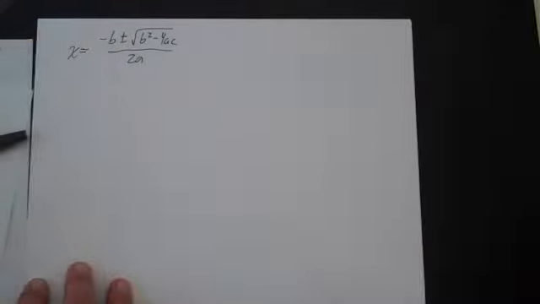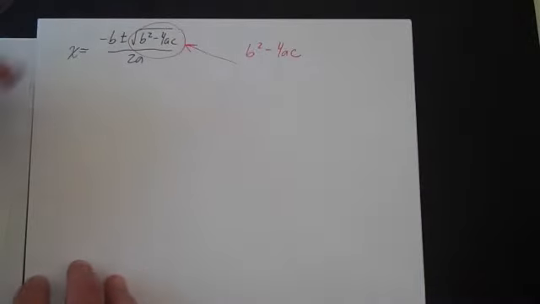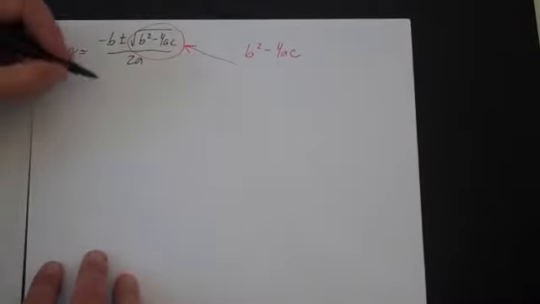If you notice, then what is the discriminant? If you look at the quadratic formula, it's just minus b plus or minus the square root of b squared minus 4ac, over 2a. And this is just the discriminant right here, b squared minus 4ac. Let's do one more example.